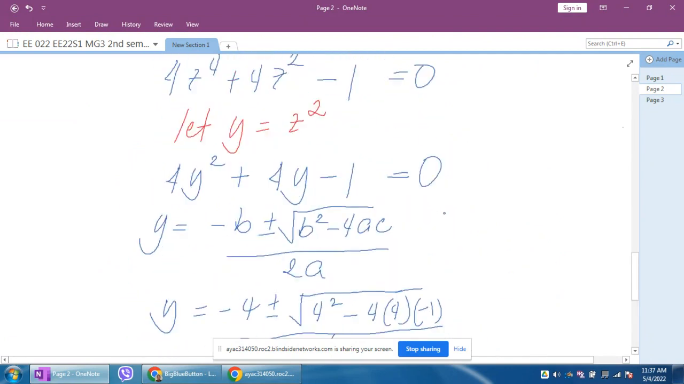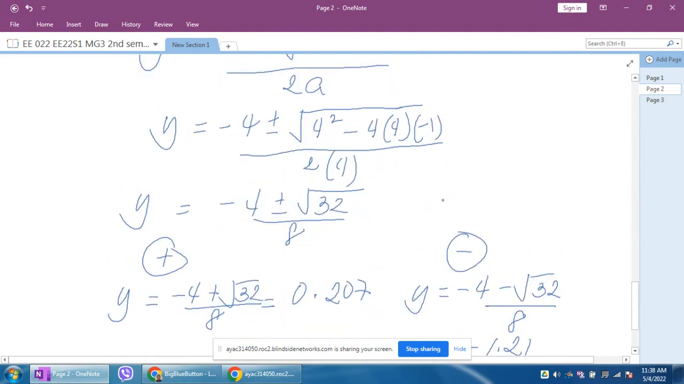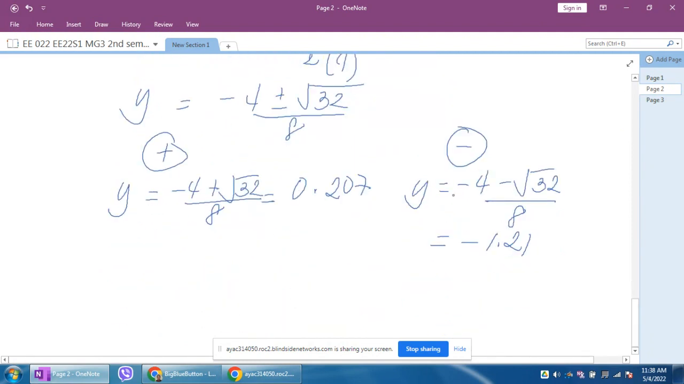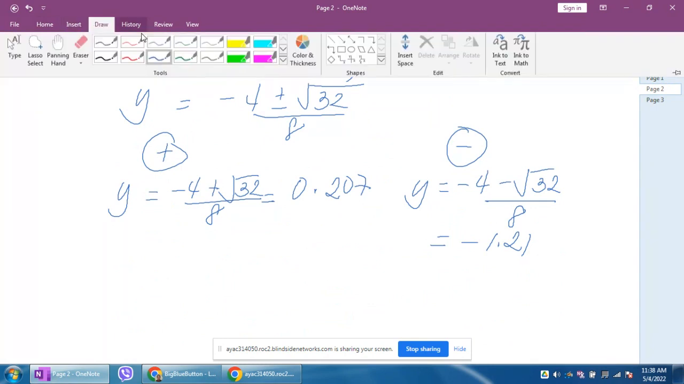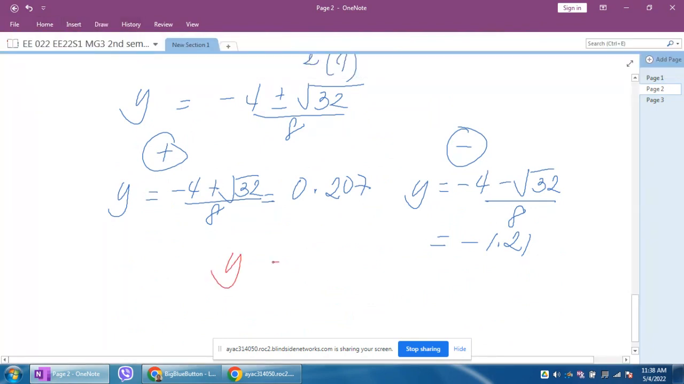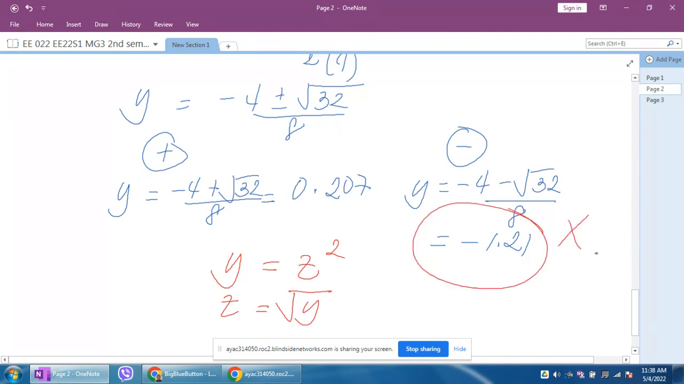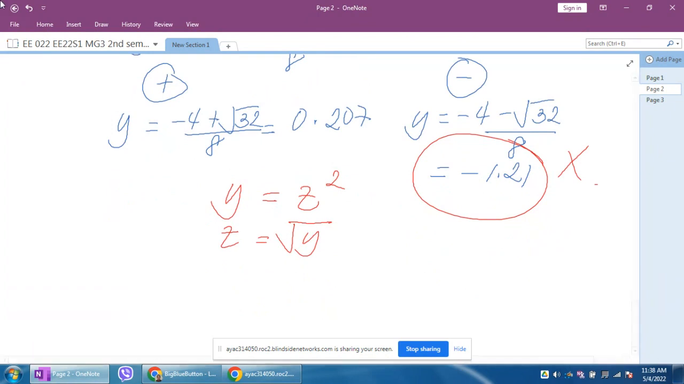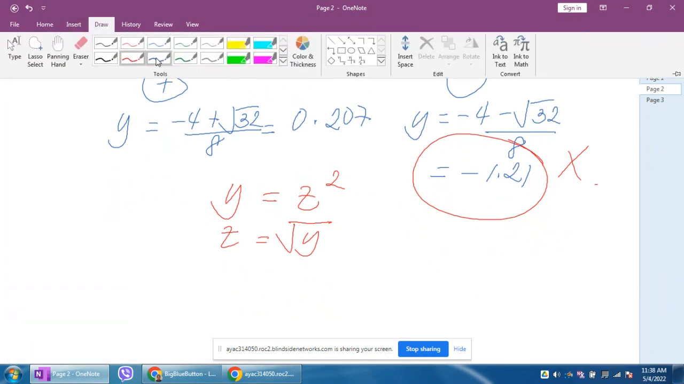Bakit? Kasi po, we have y is equal to z squared. So, ibig sabihin po, para makuha ko yung z, kukunin ko yung square root of y. So, from our formula, y is equal to z squared, para makuha ko yung z is equal to square root of y. So, hindi pwede yung negative value. So, discard na natin yung negative value. So, pwede lang natin gamitin is the positive value.